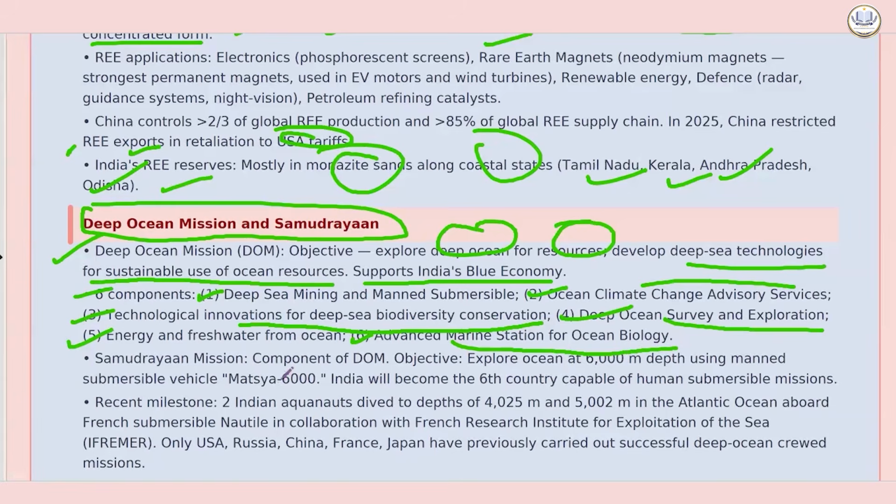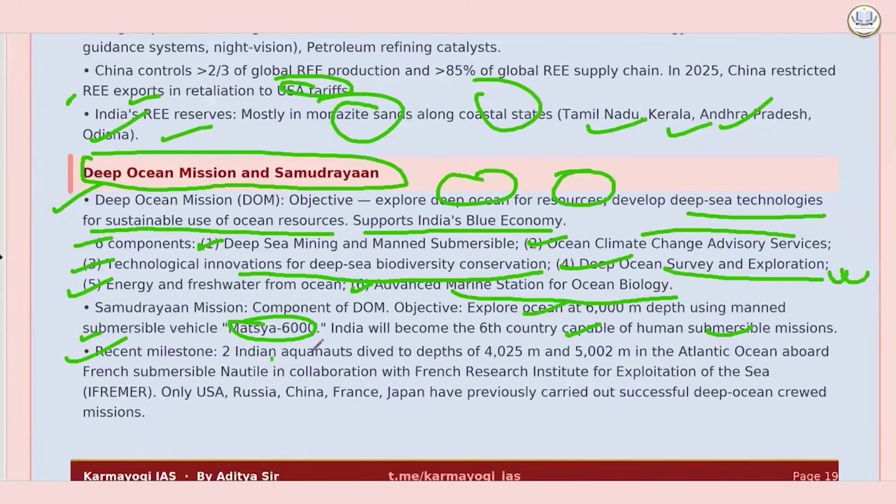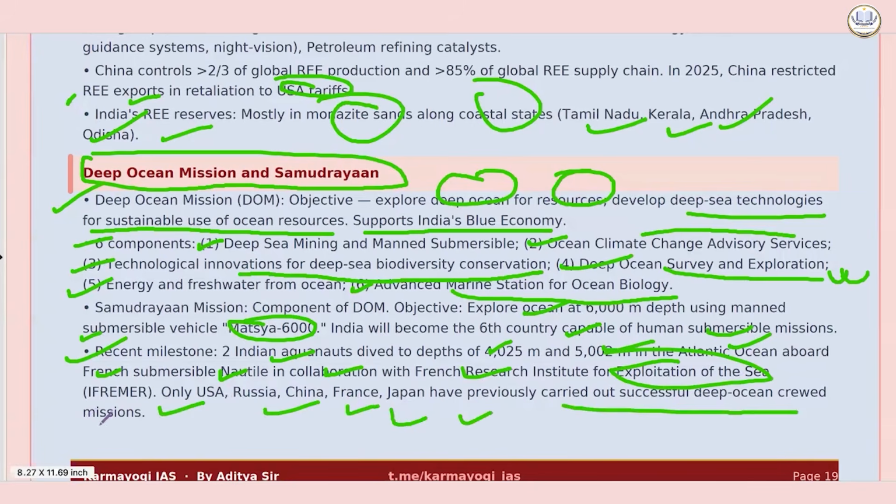We have the Samudrayan mission, a component of the deep ocean mission, to explore the ocean at a 6,000 meter depth, that is roughly 6 kilometers, using the manned submersible vehicle Matsya 6000. India will become the 6th country capable of human submersible missions. Recent milestones: 2 Indian aquanauts dived to depths of almost 4 kilometers and 5 kilometers in the Atlantic Ocean aboard the French submersible Nautile, in collaboration with the French Research Institute for Exploitation of the Sea. Only USA, Russia, China, France, and Japan have previously carried out successful deep ocean crewed missions.